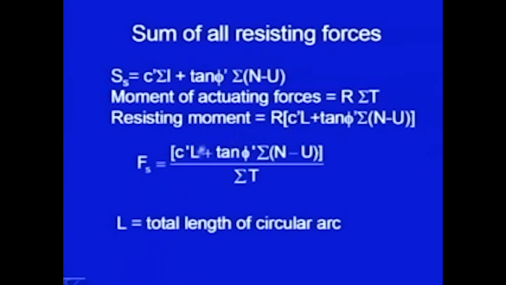So, the factor of safety will be the ratio of this to this. So, Fs is equal to C dash into capital L plus tan phi dash into summation of (n minus u), upon summation of T. So, for each slice we are going to get this tan phi dash into (n minus u) and then we can get the factor of safety.